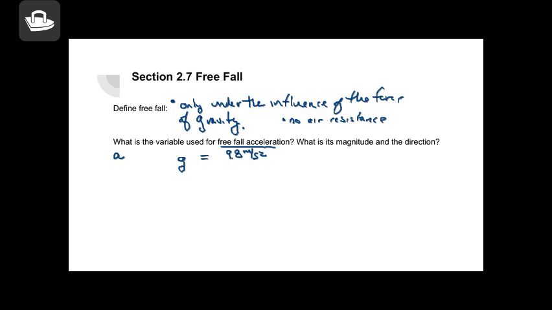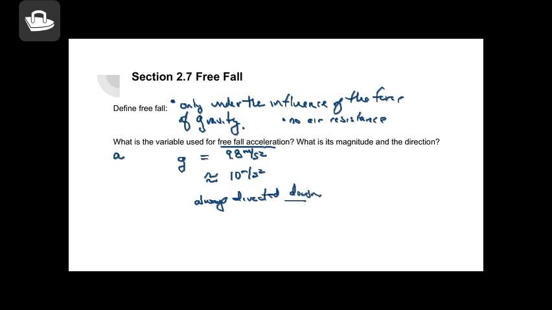Now, in the AP world, it is totally okay to round this number off and say 10. And in fact, anytime that you have any kind of mathematical calculation, unless you're told otherwise, you can always use 10. And the direction for the acceleration is always going to be down. So always directed down.